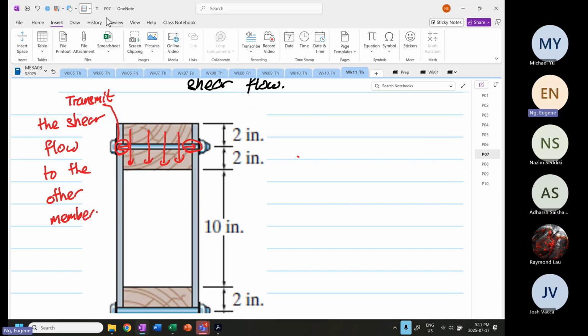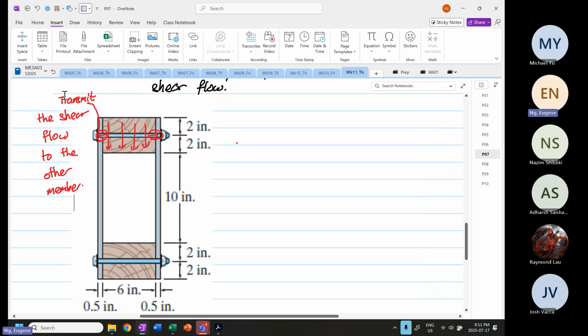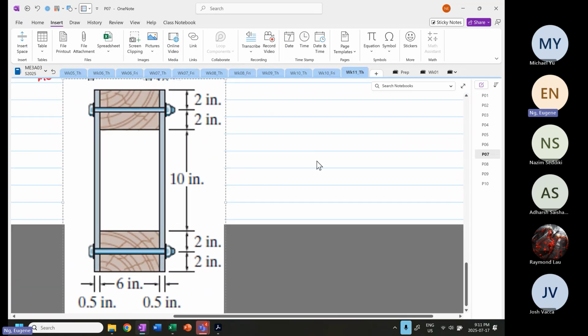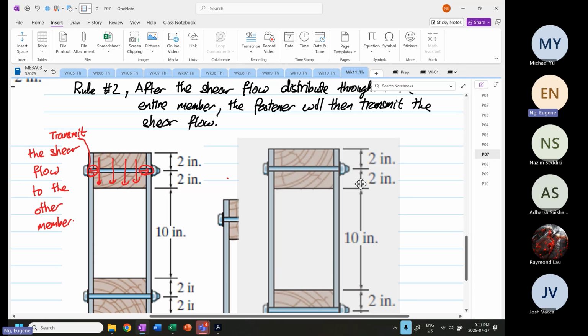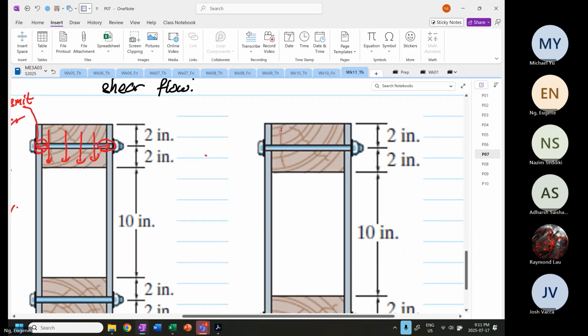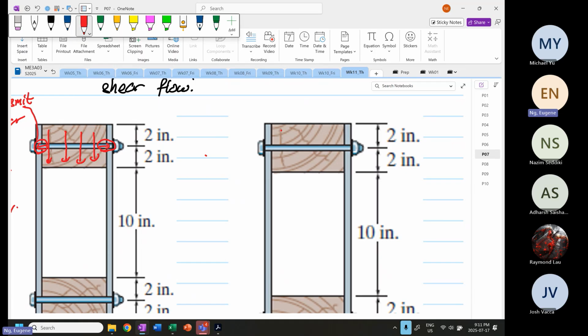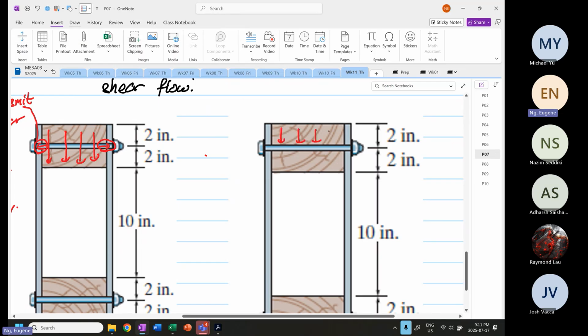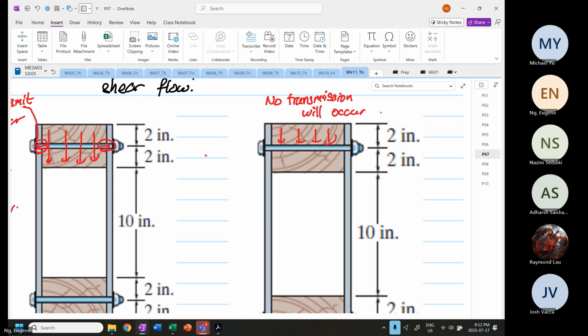Otherwise, it will not happen. If the shear flow is not transmitted, let's say the shear flow only flows up to here, not the entire member, when this is the case, no transmission will occur from the fastener to other members.